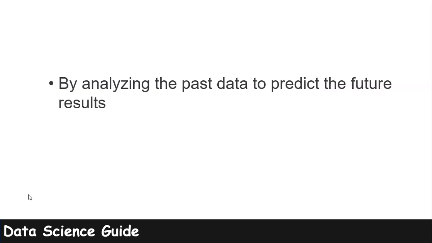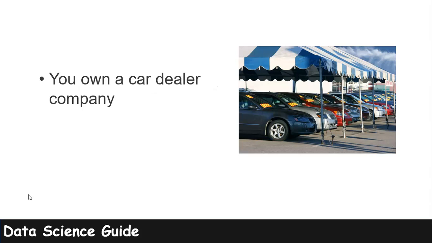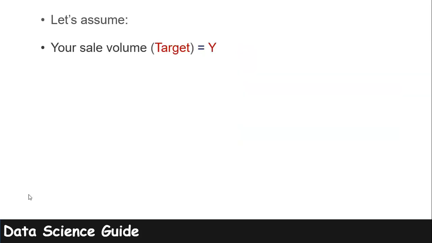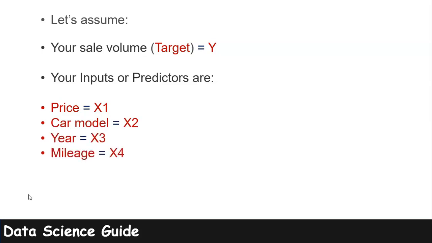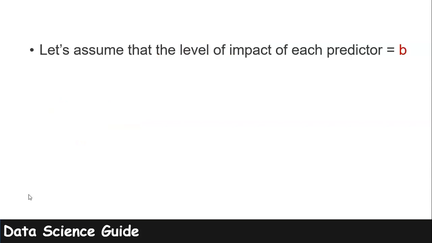How? By analyzing past data to predict future results. Let's say you own a car dealer company, and let's assume that your sales volume, or we call it the target or the dependent variable, equals Y. And your inputs, or predictors, or independent variables are price or X1, car model or X2, year or X3, mileage or X4, and so on.